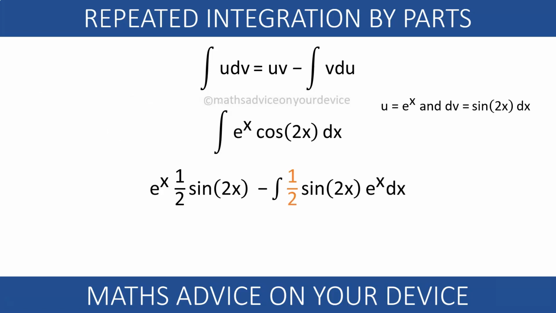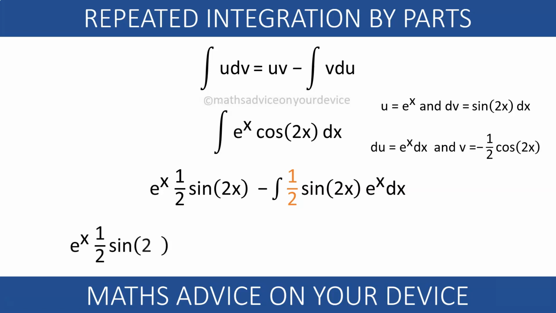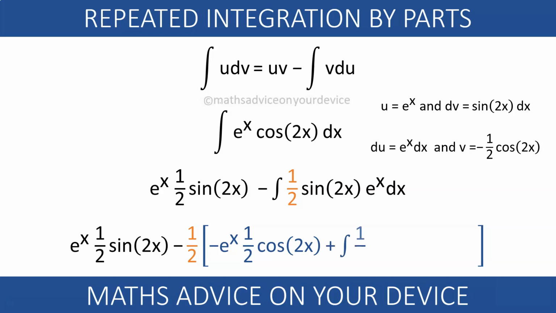Let me show you. Choosing again u equals e to the x and dv equals sine of 2x dx, I'm going to go over this a bit quicker. du equals e to the x dx and v equals minus a half of cosine of 2x. You can simply drag the constant a half outside the integral and replace u, v, and du into the formula again. Allow me to make some space.